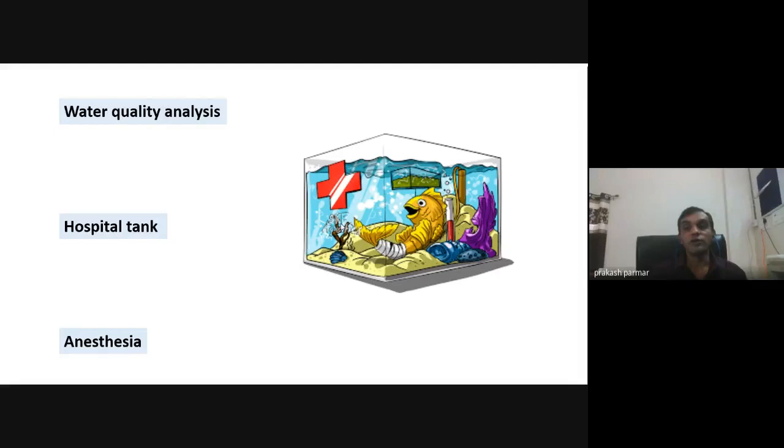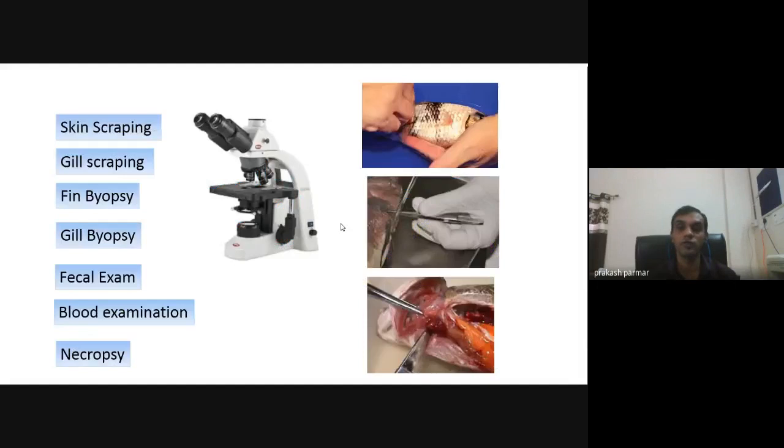Here we have to observe the fish for some period of time, and we are keeping the fish separated from the other animals. After putting them in the hospital tank, we have to start observing the clinical signs. We have to note down all the clinical signs, and then we have to give anesthesia for the next procedure. For common anesthesia, MS 222 is generally used for fish anesthesia.